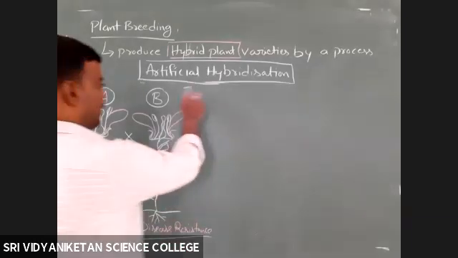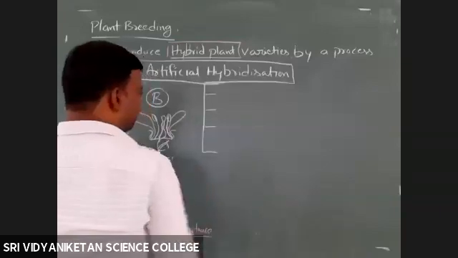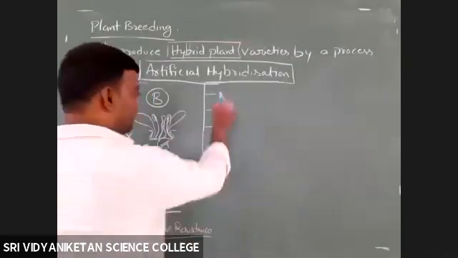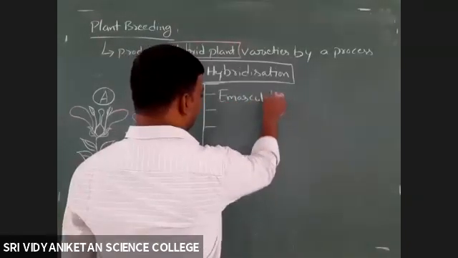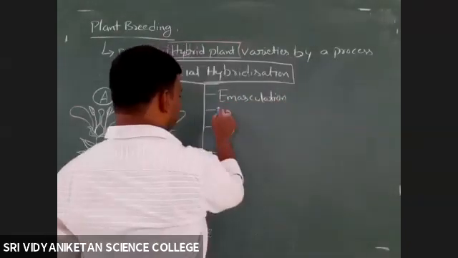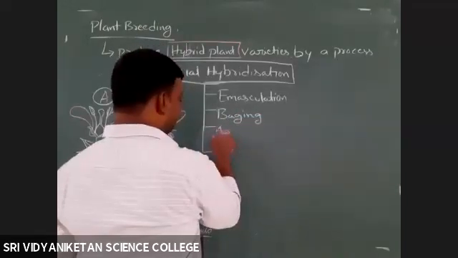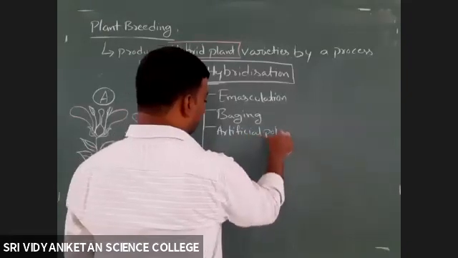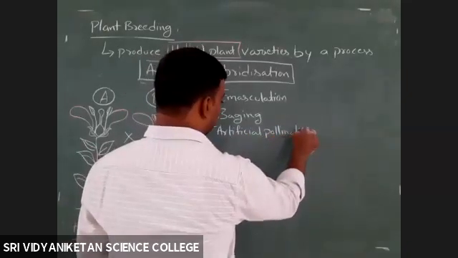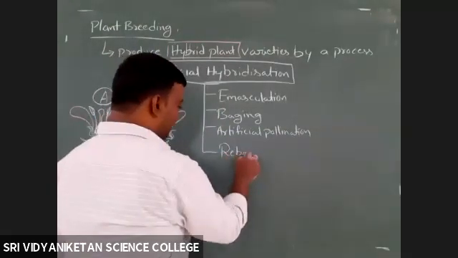At this time, the process of artificial hybridization is conducted with 4 steps. The first step is emasculation. Second step is bagging. Third step is artificial pollination. And the fourth step is rebagging.